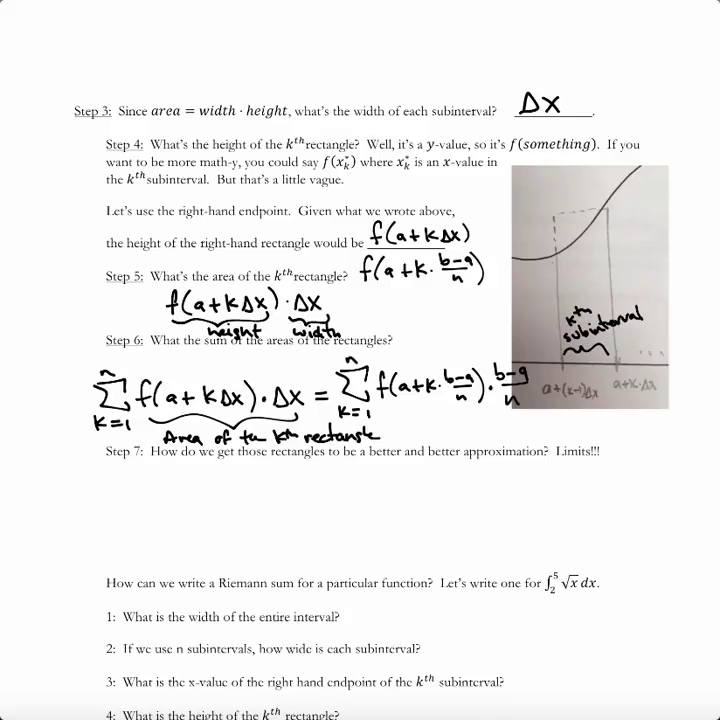And so here's the question I think we asked in class last time: okay, so we're summing up the areas of all these rectangles. How do we get those rectangles to be a better and better approximation for the actual area underneath this curve? As you can see, this rectangle right here is going to be an overestimation.